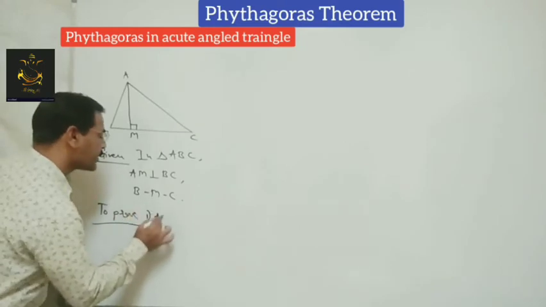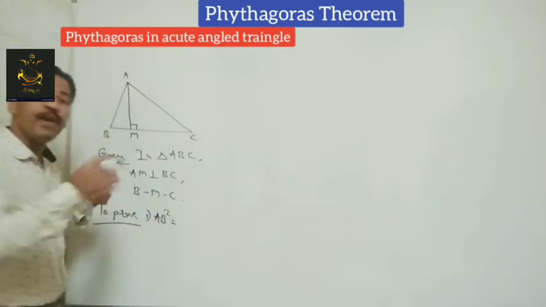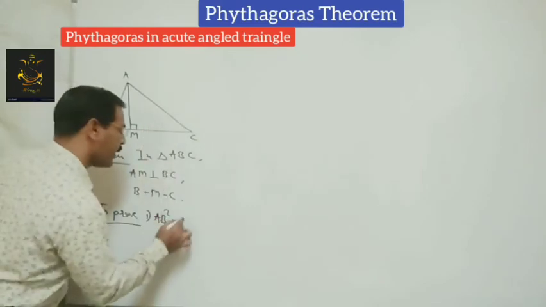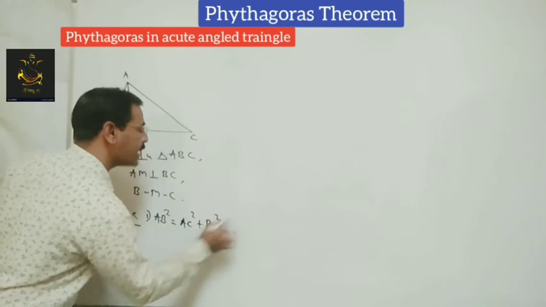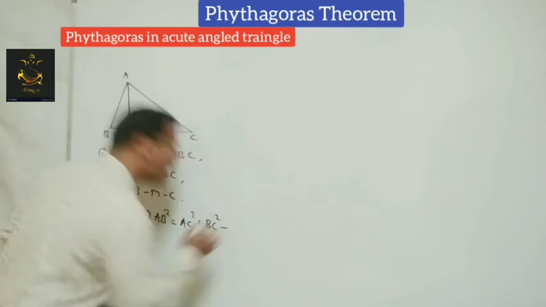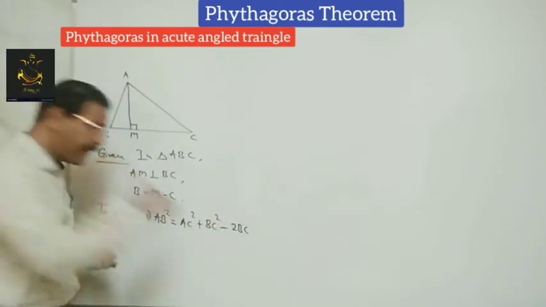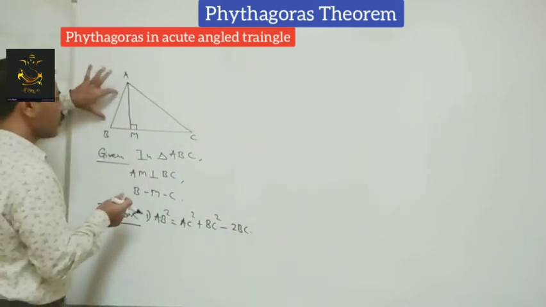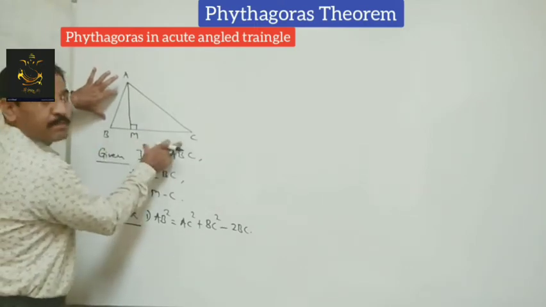First, AB square, which is equal to the sum of the squares of the remaining two sides. What do we get here? AC square plus BC square, the base of the same triangle, minus twice the base into something. Now look here, the very important part is that here it is AB. The base is divided into two parts: the first is BM and the second is MC.